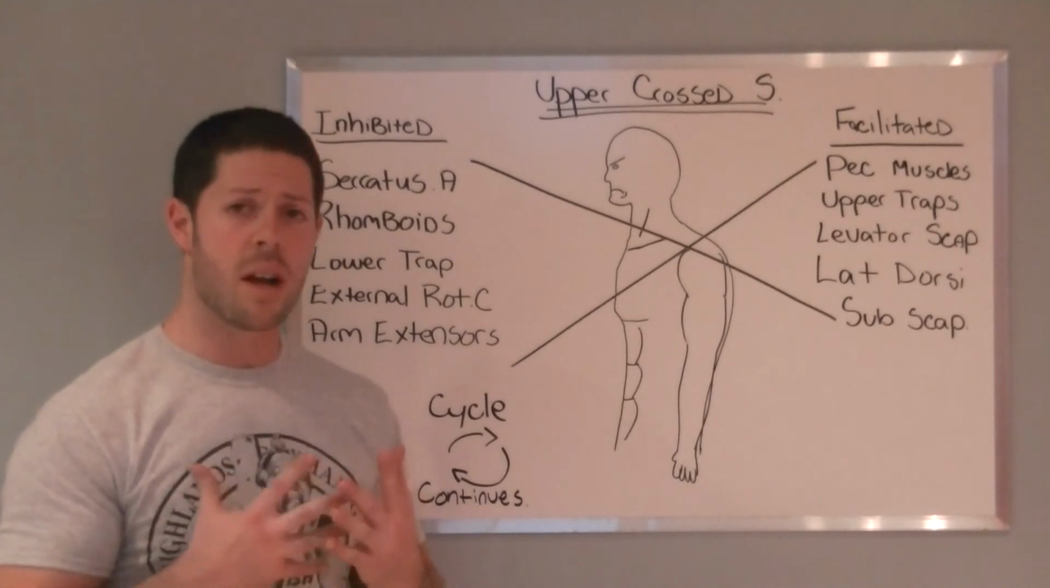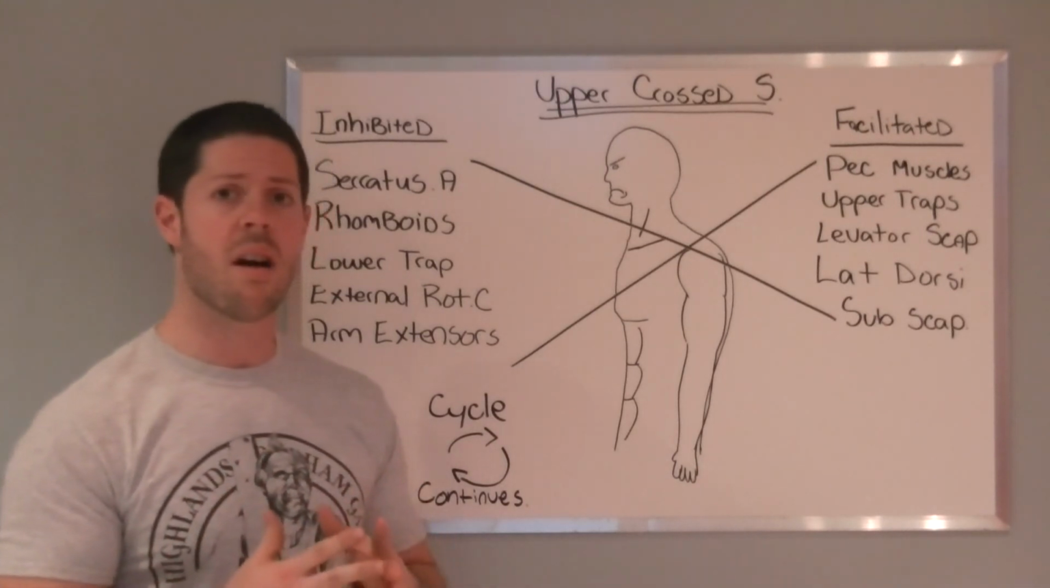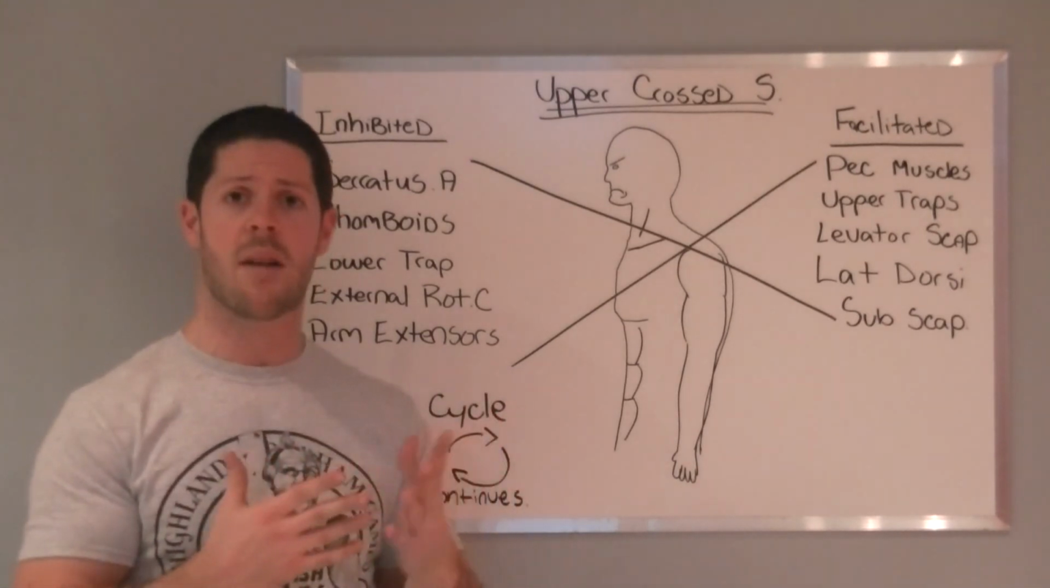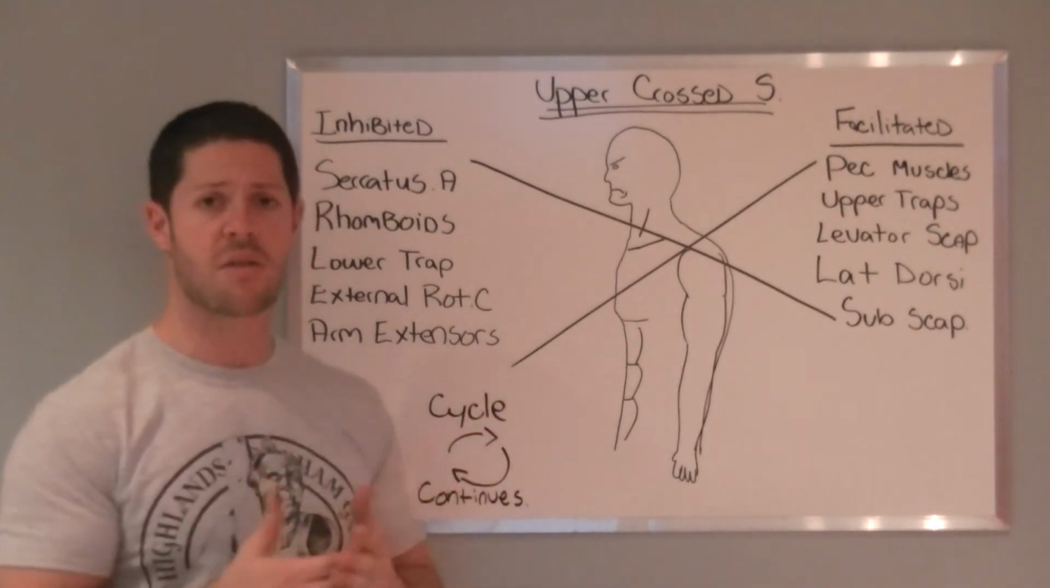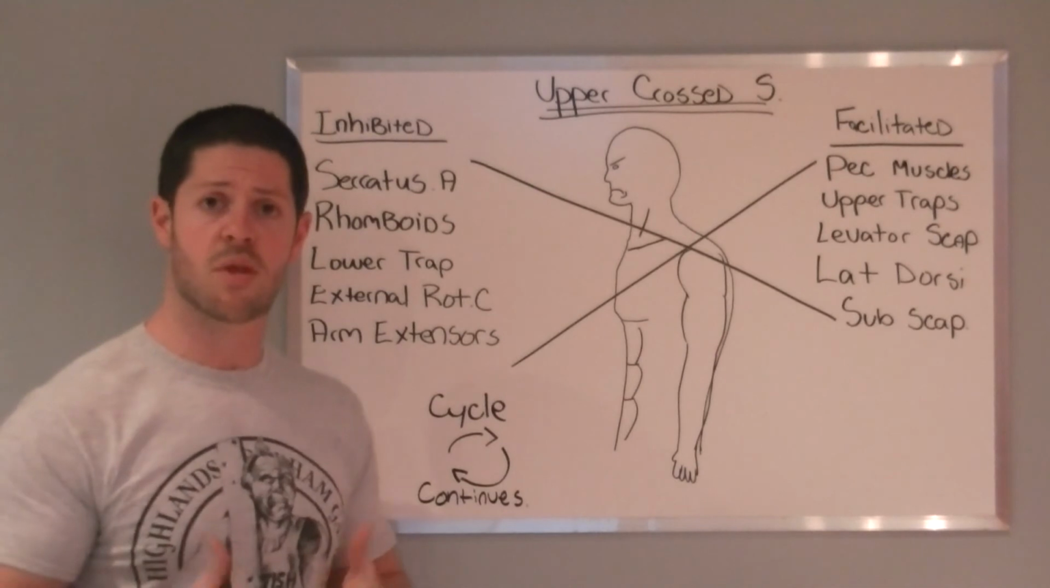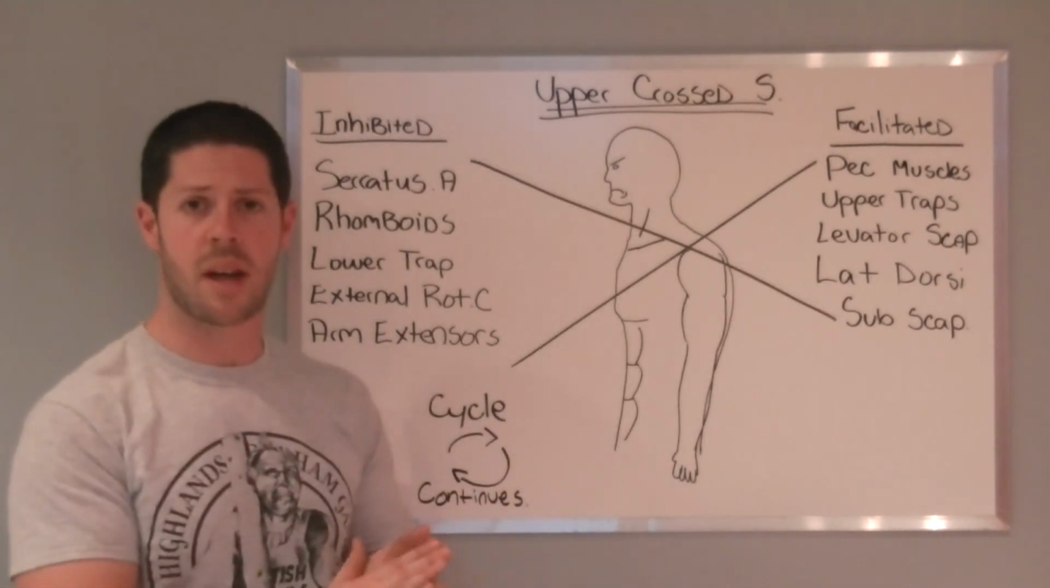I think it's very essential that people are aware of this theory that was developed by Vladimir Janda. Okay, it's called the upper body cross syndrome. There is a lower body cross syndrome as well, but we're just going to talk about the upper body today.